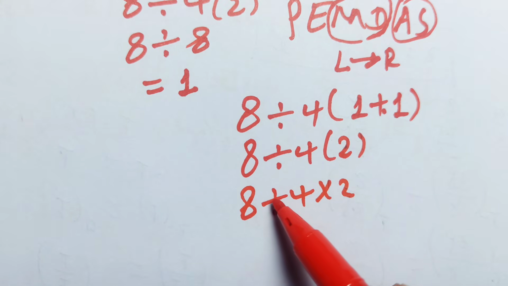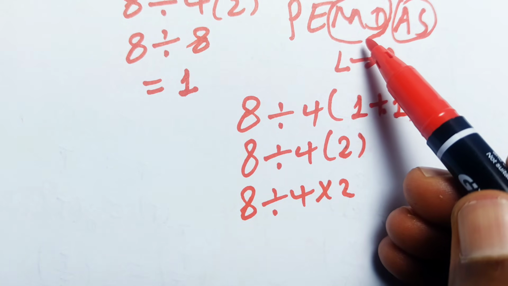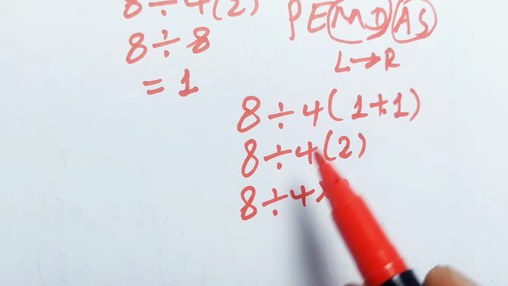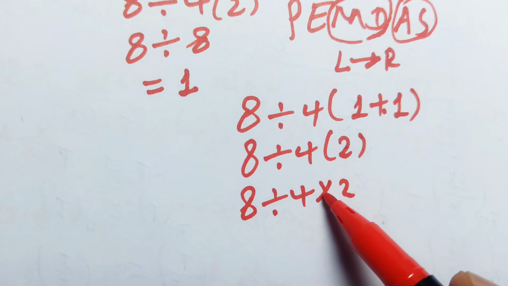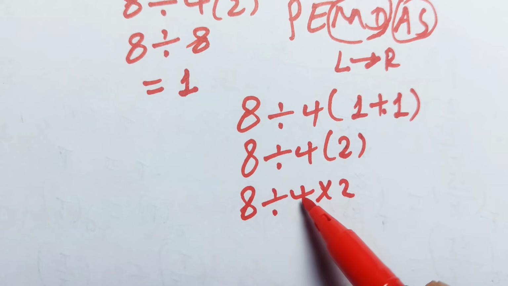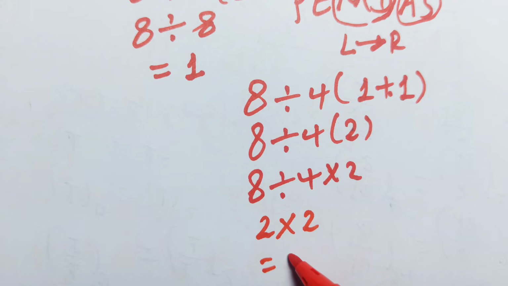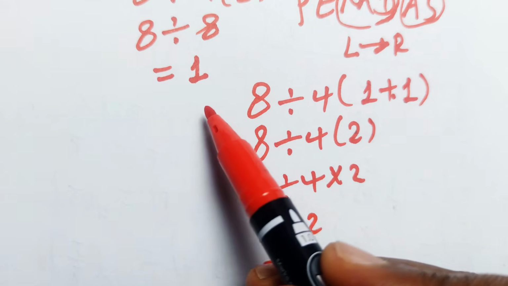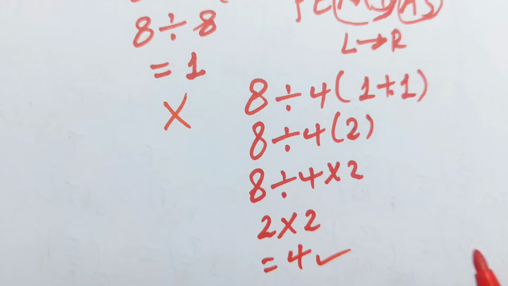So here we have a division and a multiplication. Multiplication and division have the same priority, but we perform them from left to right. The left one is the division, so we have to perform the division before the multiplication. So 8 divided by 4 is 2, then 2 times 2, which equals 4. So the correct answer is 4, not 1. So this is the correct answer.